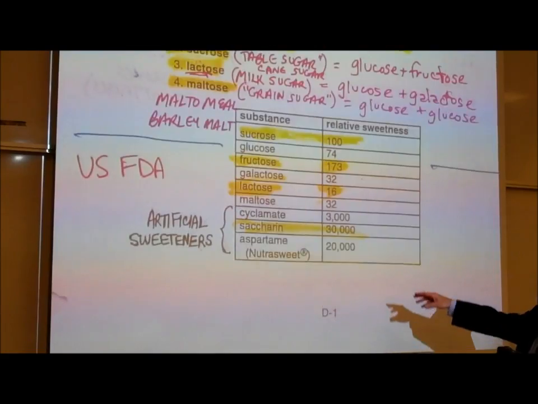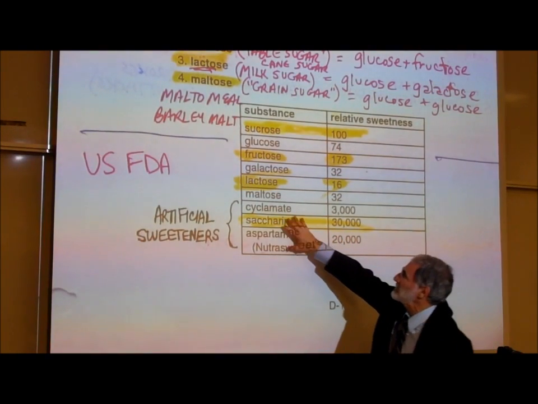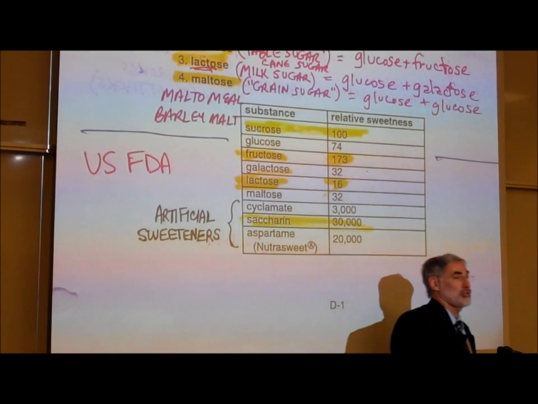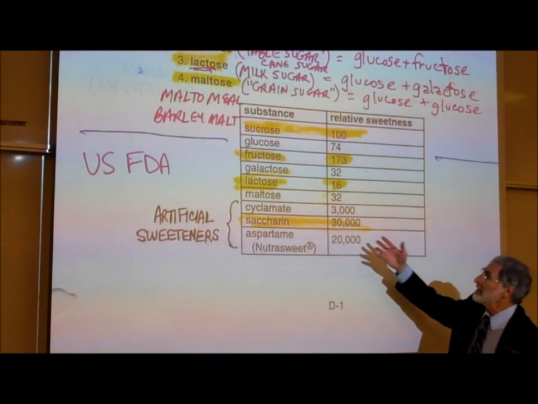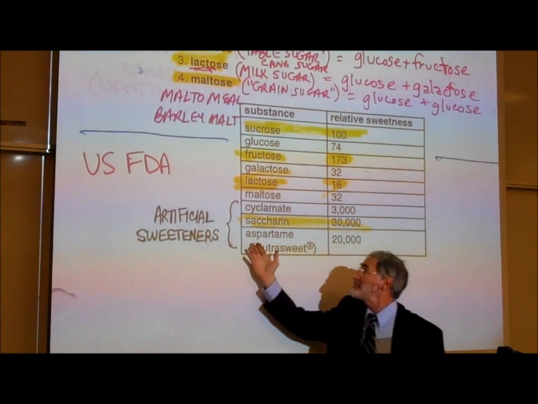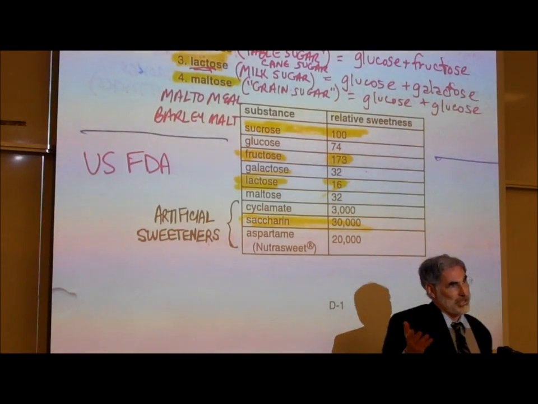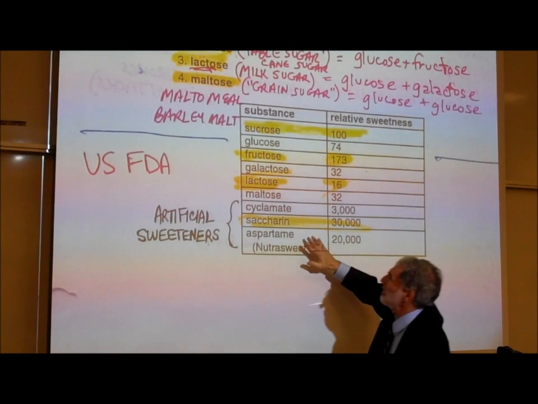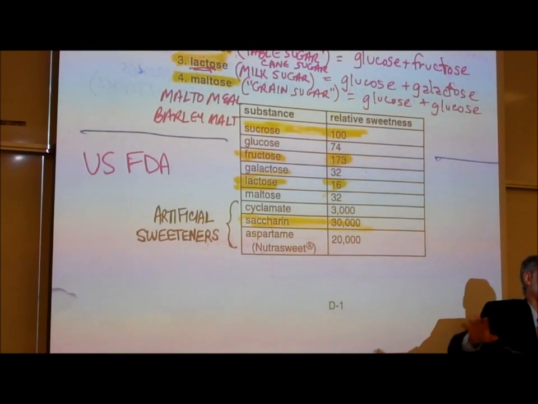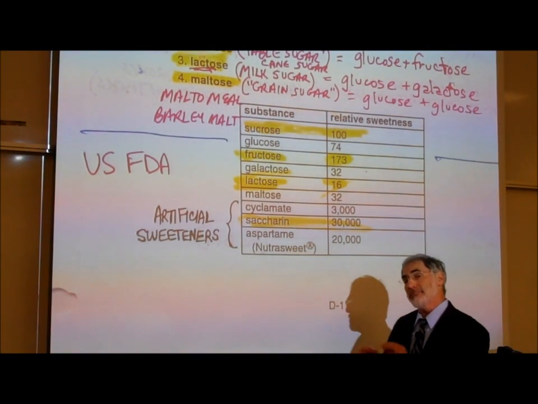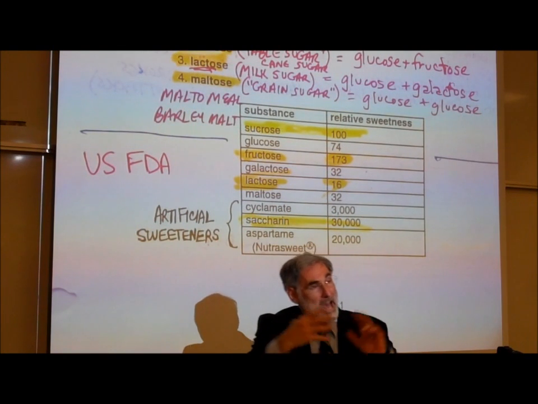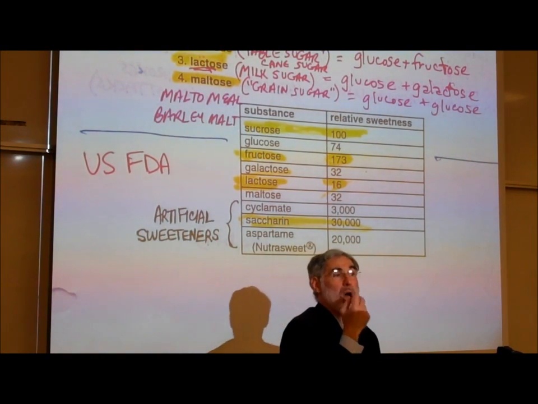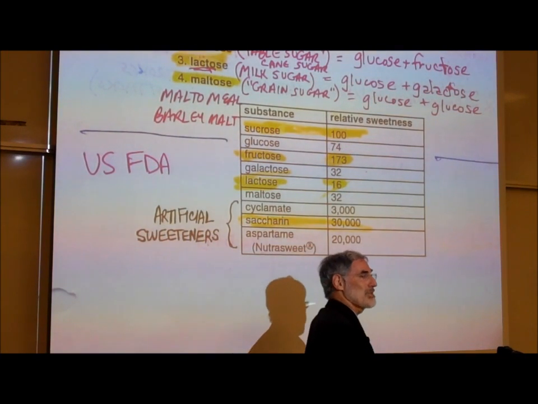Now, also shown here, the last three are called artificial sweeteners. These are not sugars at all. Cyclamates, saccharin, and aspartame, which goes under a number of brand names. One of them is Nutrasweet. What are these artificial sweeteners? These are not sugars at all. They are simply organic molecules, hydrocarbon molecules, that taste really sweet to our taste buds, the sensory neurons on our tongue.